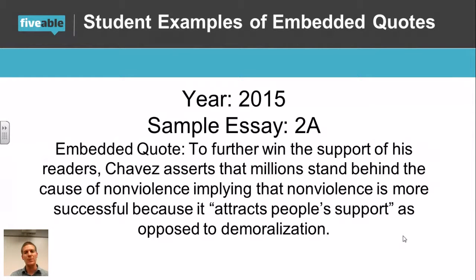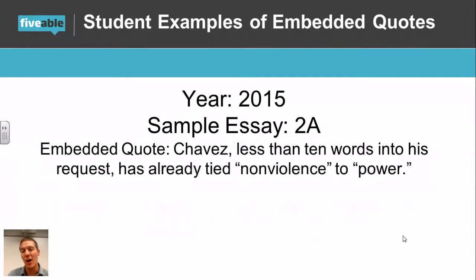Let's read the sentence again. To further win the support of his readers, Chavez asserts that millions stand behind the cause of nonviolence, implying that nonviolence is more successful because it attracts people's support as opposed to demoralization. Clearly, this sounds like the writer. Let's go here. Who does this sound like, Chavez or the writer? Chavez, less than 10 words into his request, has already tied nonviolence to power. If you hear me say that out loud and don't see the text in front of you, you don't even know which words are being quoted. That's the true test of effective writing.